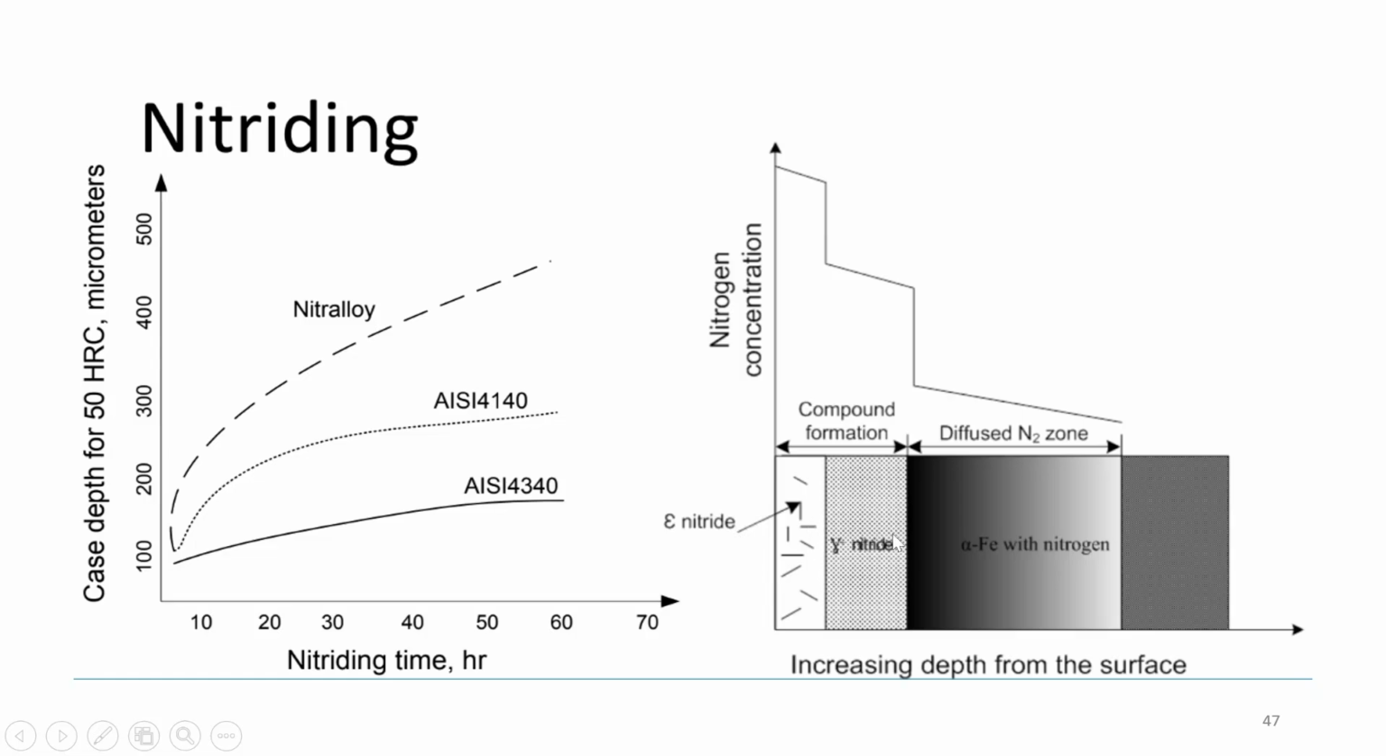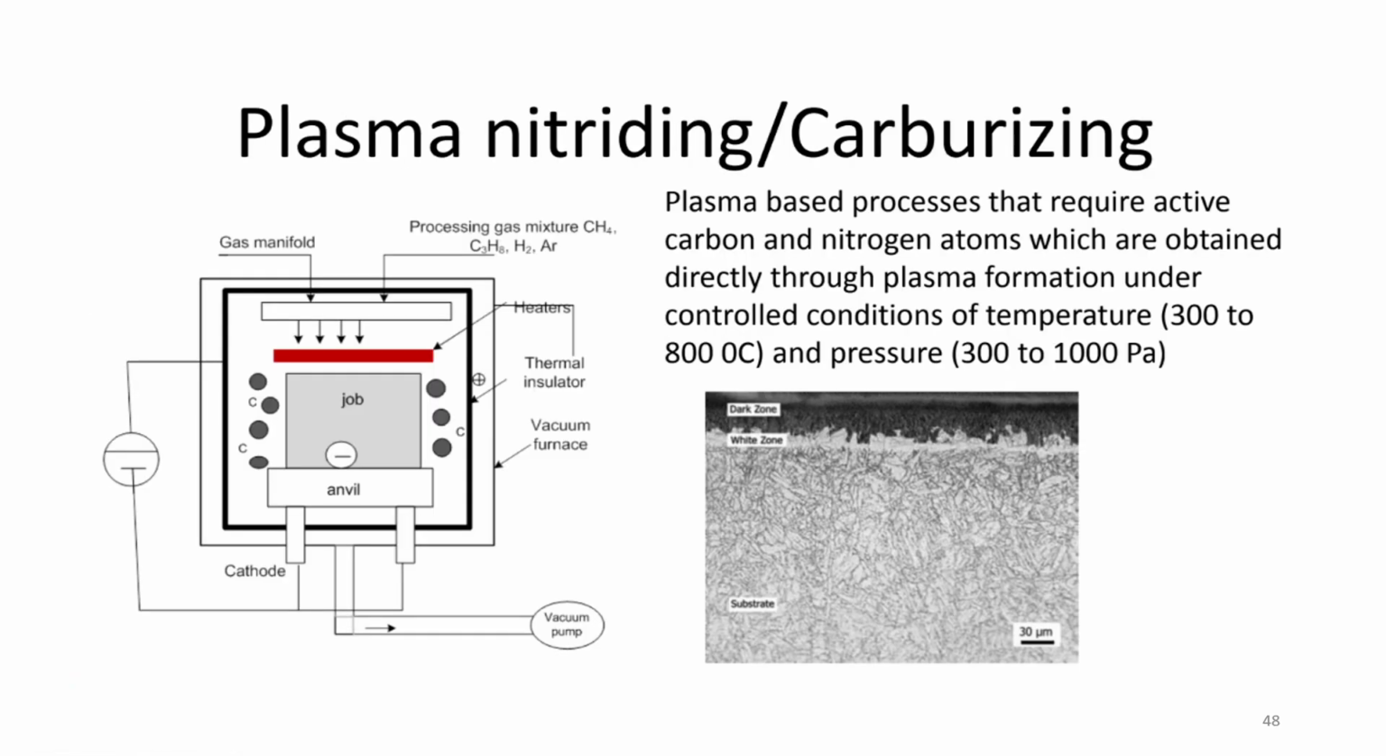And this is the chemistry of the component after nitriding. Near the surface you will get epsilon nitride, and after this you will get gamma nitride, and then you will have nitrogen which will be dissolved in alpha iron. This is the compound formation zone and this is the diffused nitrogen zone, and this is the component which doesn't have any effect of the nitriding. Next is plasma nitriding or carburizing.